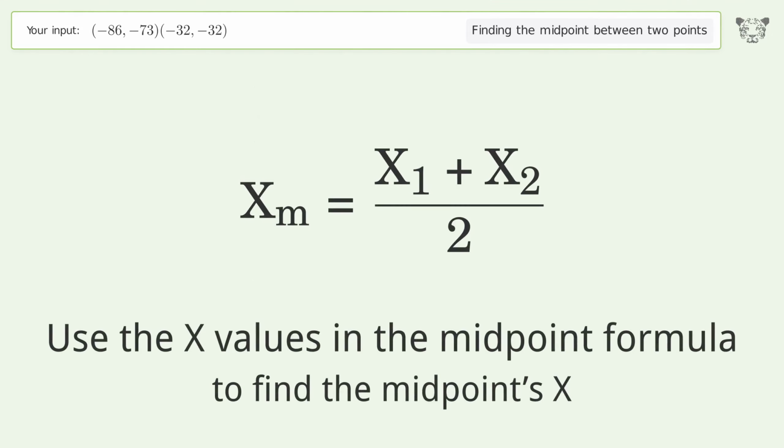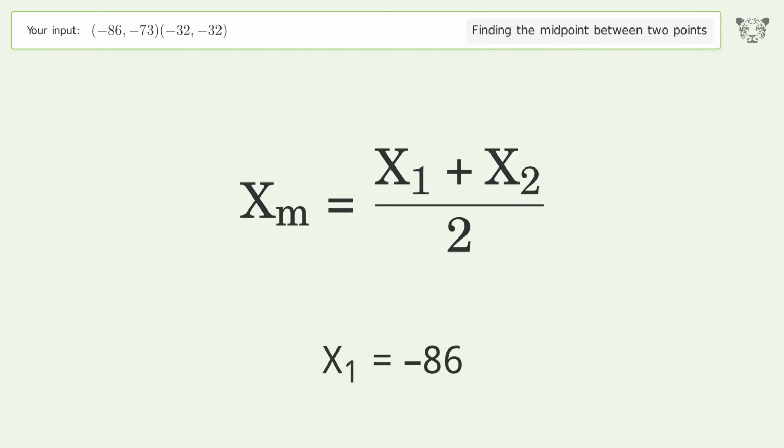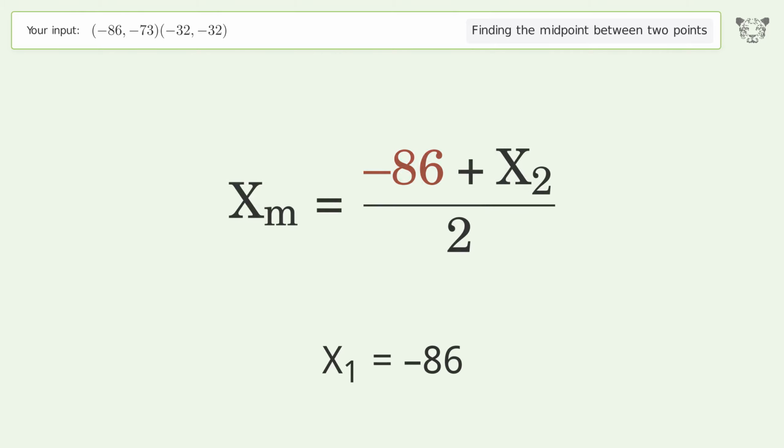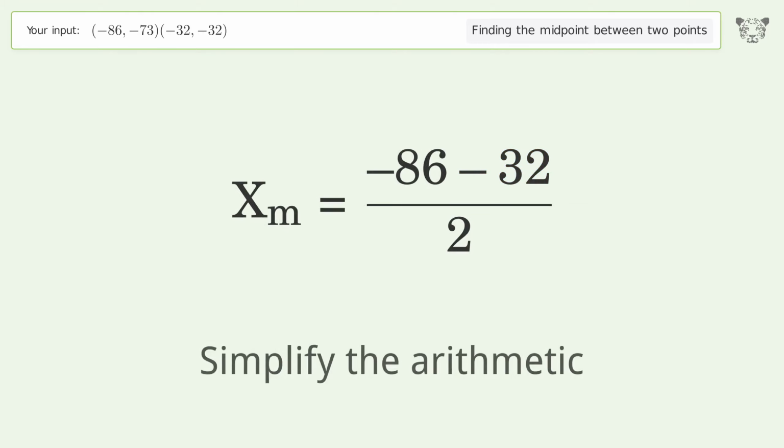Use the x values in the midpoint formula to find the midpoint's x. x1 equals -86. x2 equals -32. Simplify the arithmetic.